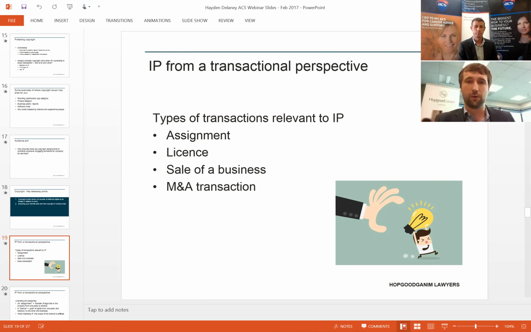So if there's no other questions on that, I'm going to jump over to IP in transactions. This is a good one. If an idea is copyrighted to an individual, but they decide to sell it later, do they still own the same copy or hold the same copyright for that idea?